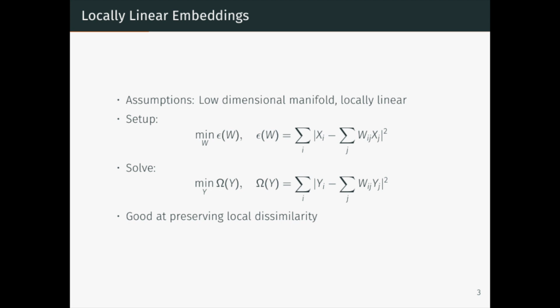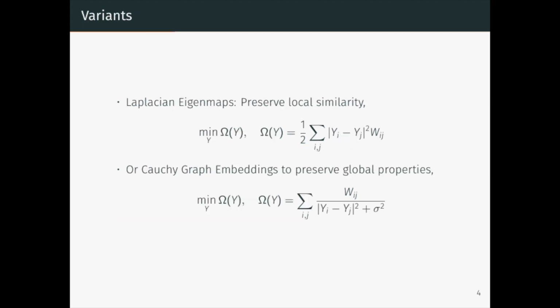However, there are disadvantages to this approach. First, if the assumptions are wrong, obviously, especially the local linearity, then this algorithm will fail. In addition, while this approach is very good at preserving local dissimilarity, it is not very good at preserving local similarity or global properties. Two variants, the Laplacian eigenmaps and the Cauchy graph embeddings, can be used to focus more on preserving local similarity or global properties, respectively.